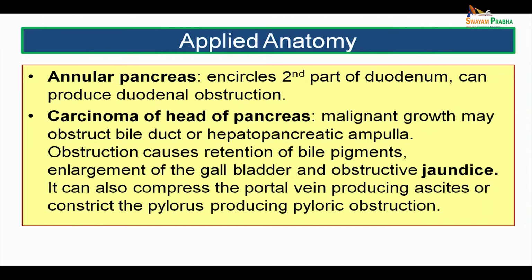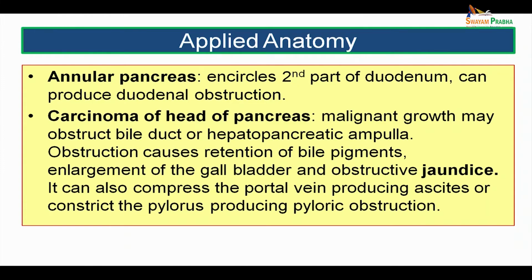Next is carcinoma of the head of the pancreas. A malignant growth may obstruct the bile duct or the hepatopancreatic ampulla. The obstruction will cause retention of bile pigments, enlargement of the gallbladder and obstructive jaundice. This is what was seen in our clinical case scenario.